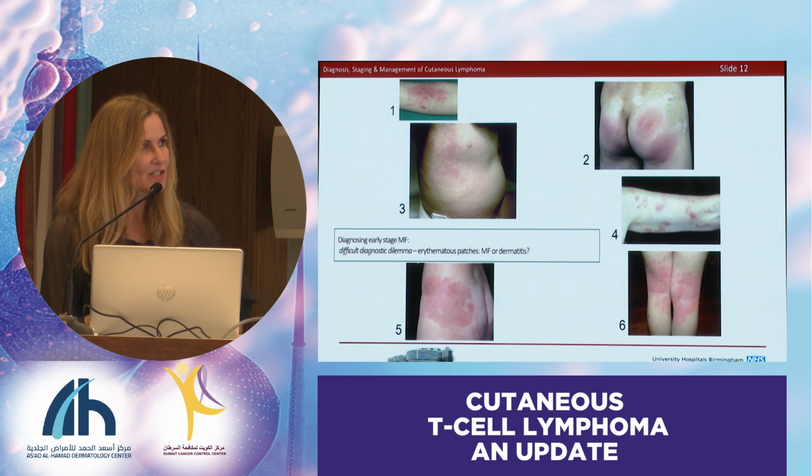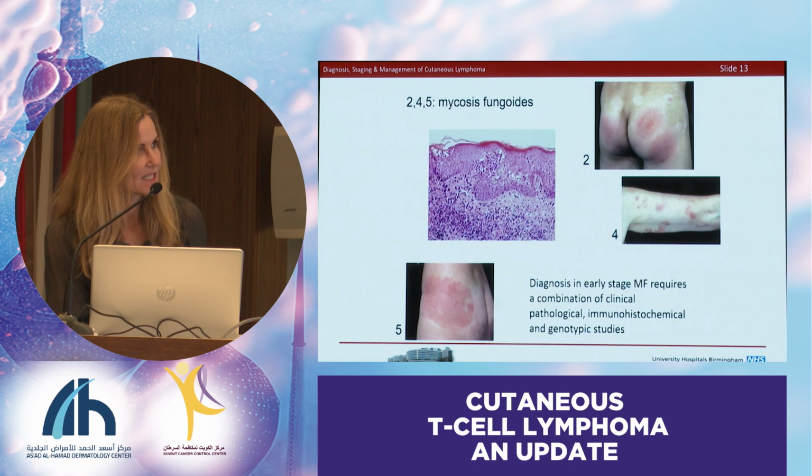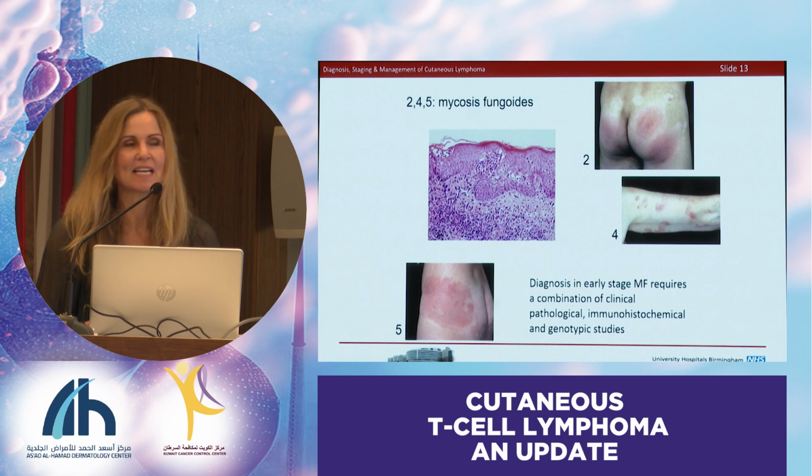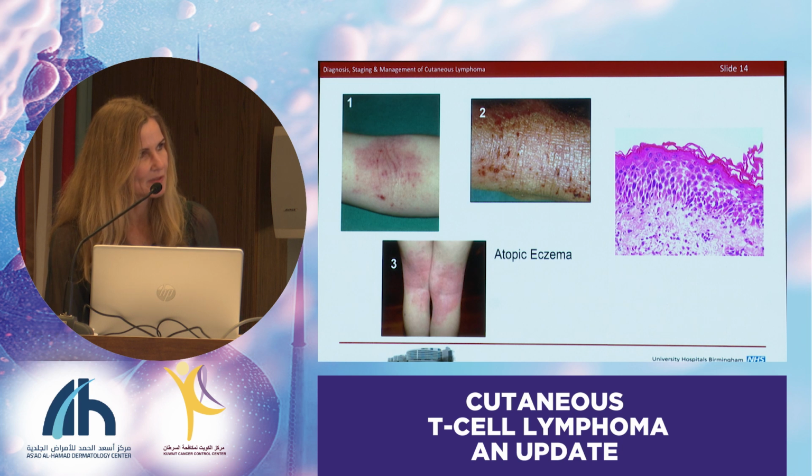So all of these patients have a scaly rash. Which ones are MF? You can think in your head. All these patients had mycosis fungoides. And the typical histological features, which we'll have a look at in a moment. And these patients were eczema with the typical spongiotic appearance on the biopsy.